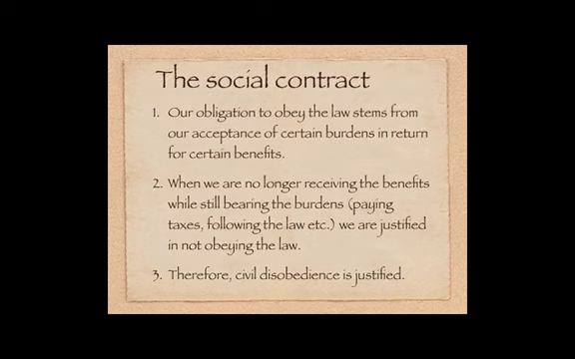So in the case of civil disobedience and the social contract, our obligation to obey the law stems from our acceptance of certain burdens and for certain benefits. So in a society in which we have certain rights protected, we agree to do things like support the state. So we need a judicial system and we need law enforcement and so forth. So in terms of supporting it, we obey the law, we accept the burdens of things like taxes in order to get the benefits from the social order. When we are no longer receiving the benefits while still bearing the burdens, such as paying the taxes or just following the law, we are justified in not obeying the law. Therefore, civil disobedience is justified.